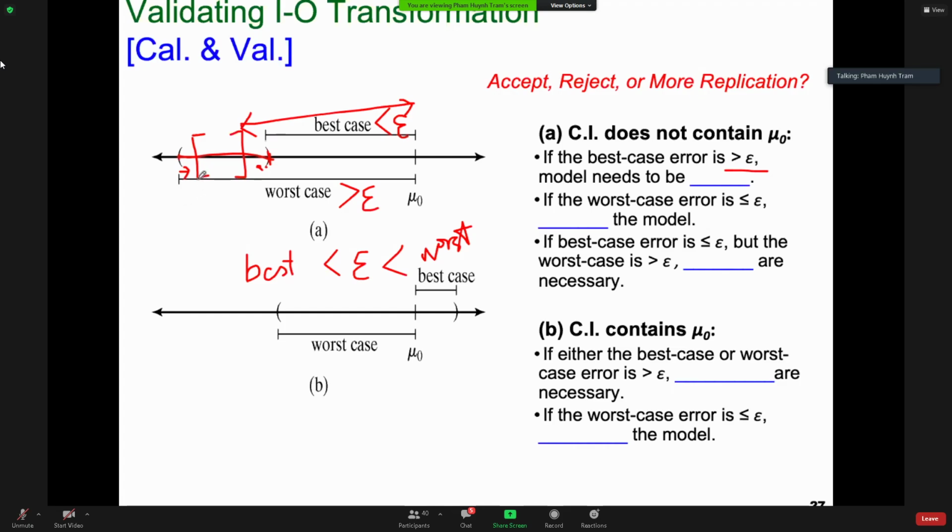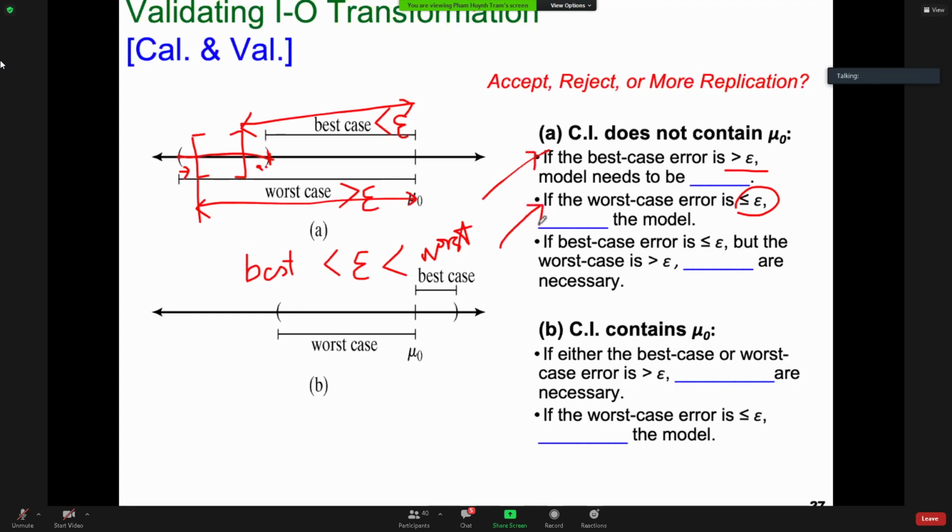Or if it is the worst case here, you will see the worst case reduced. It may reach a point where it reduces to a value that is smaller than epsilon, and you see that your model is valid. You can conclude that your model is valid. So by reducing the width of the confidence interval by running more verification, we may be able to reach either this conclusion or this conclusion.